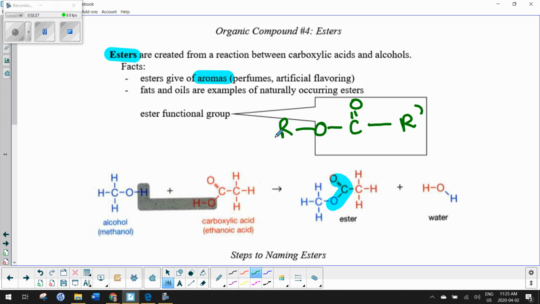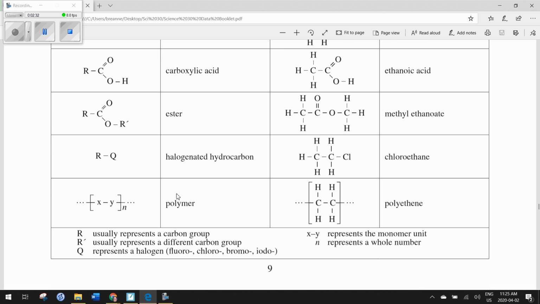Again, this is in your data booklet, so if you scroll down, you can see esters right here, with the double bonded O and single bond O in the middle of the compound. Yes, it can be flipped back and forth, like a mirror image. I drew it with the single bonded O on this side, but it can be on the other side. It just means that this came from the alcohol, and this came from the carboxylic acid.